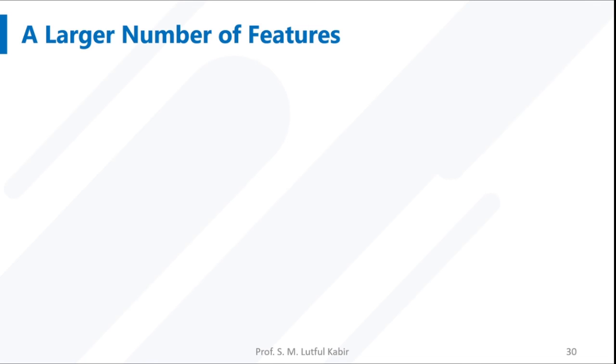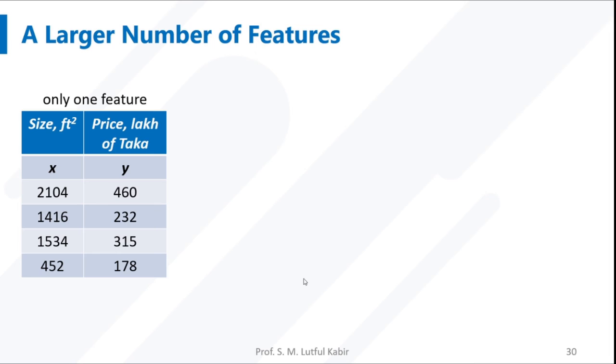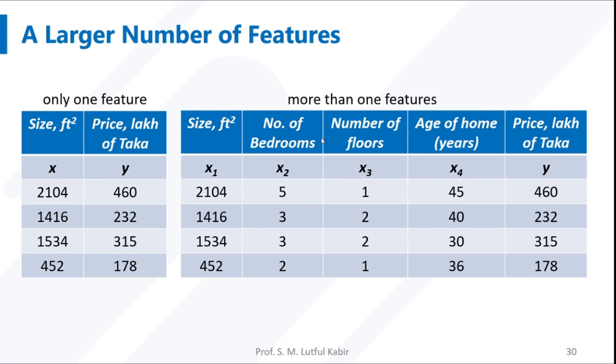In case of the housing problem, the size of the house, the square feet, was the single feature, and cost is the value of Y, which is the output of the housing problem. You see the problem with only one feature, X, the different X values were given, and the price in lakh of taka is given as a Y value. But instead of only size, the features can be many, like number of bedrooms, number of floors, age of the homes. That may also affect the price.